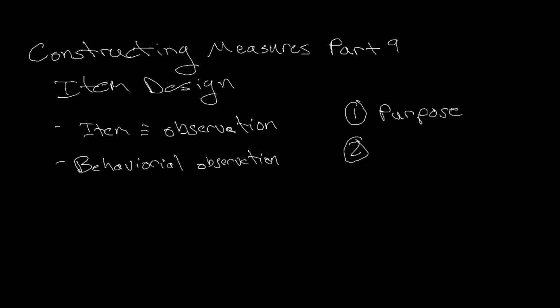The next major piece we want to keep in the back of our mind, or even in the front of our mind, when developing items is, what is our construct? And these two go hand in hand. We want to go back and forth between what is the purpose, what is our construct, what is our conceptual definition for our construct, and how does that relate to our purpose of obtaining observations via a set of items to help us with our measurement task.